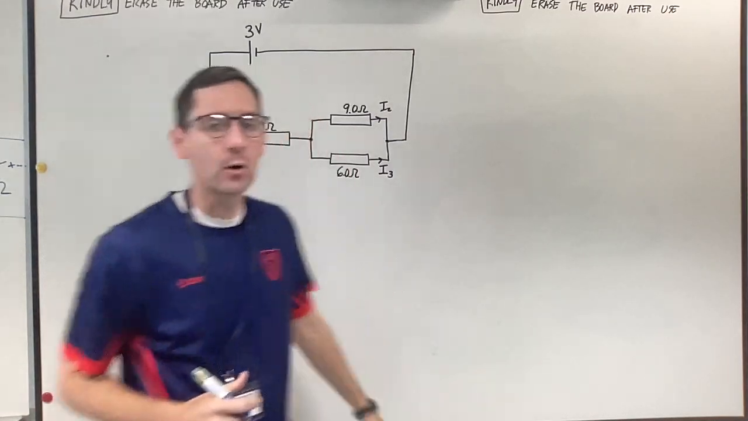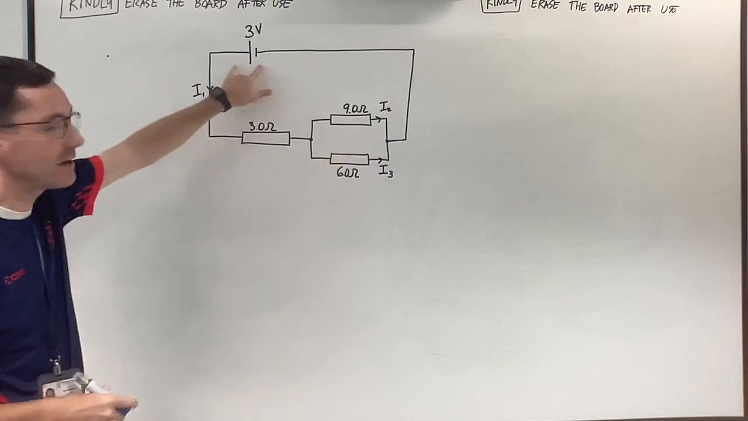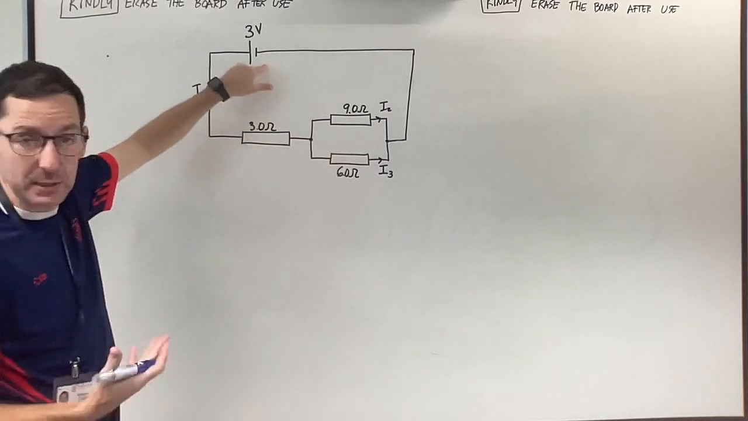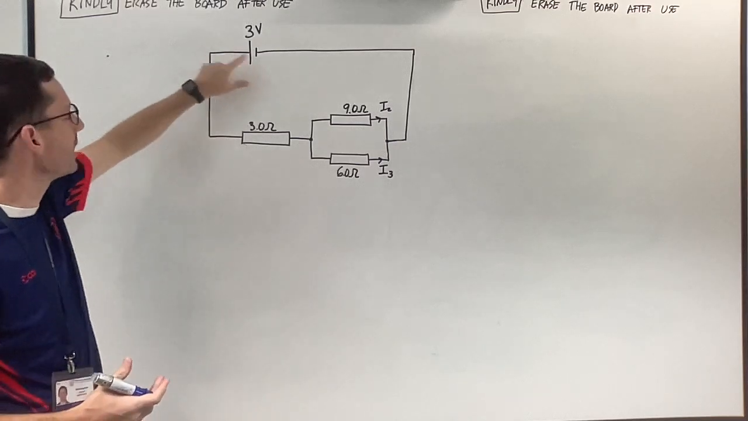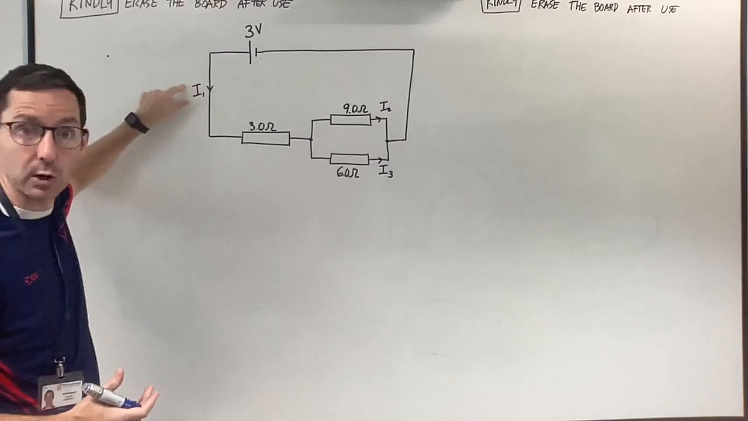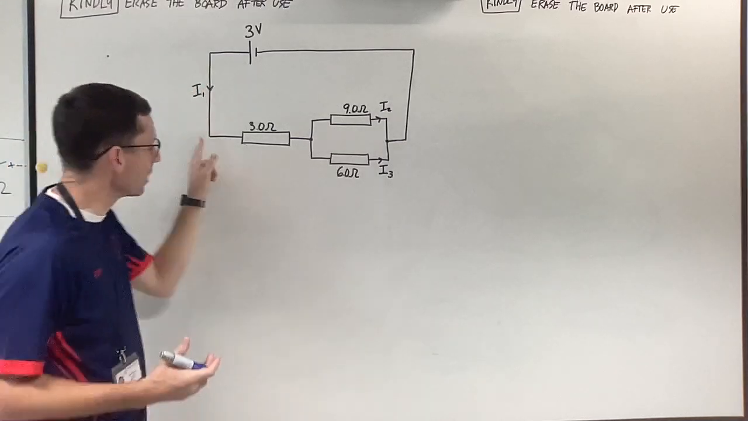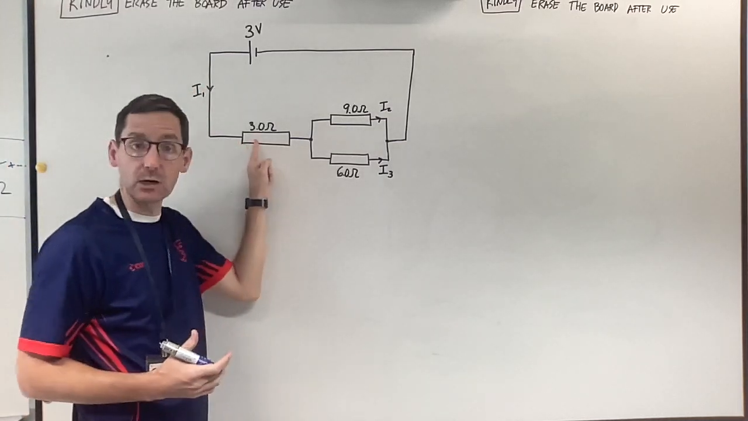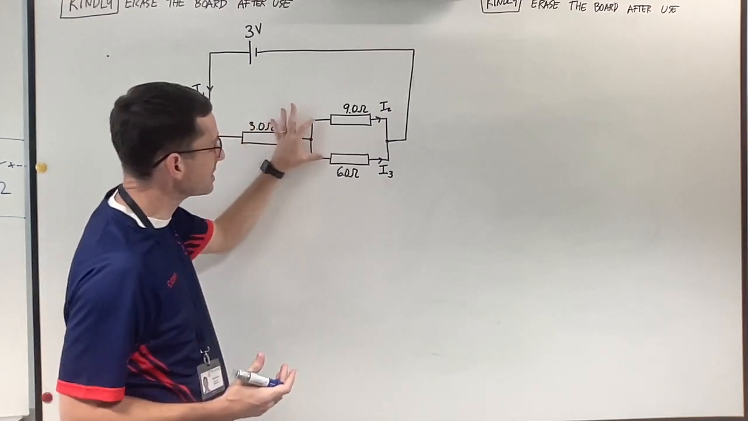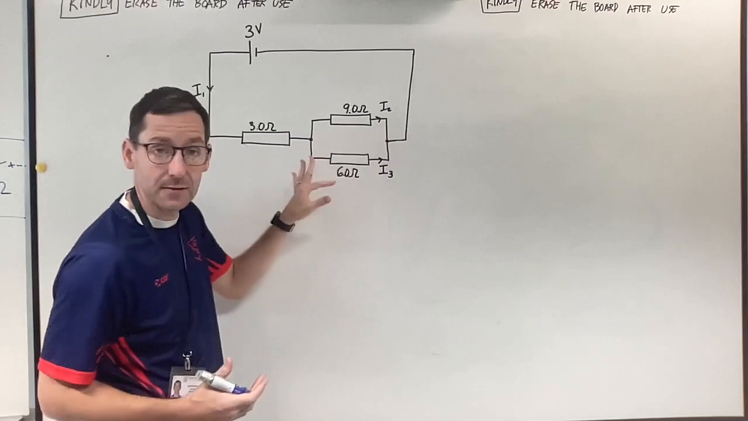All right? So in this question, we have a 3-volt EMF, power provided, potential difference. The current is going to flow out of there. It has labeled this as current 1. So the current goes through here. All of that current is going to go through the 3 ohm resistor here. Then it's going to get to this point. It's going to split and go through the 9 and the 6.